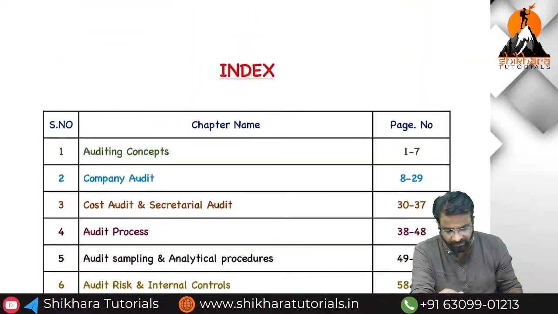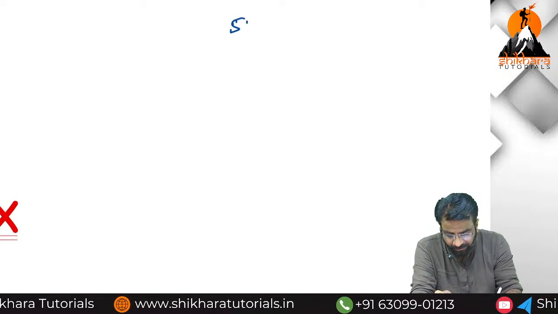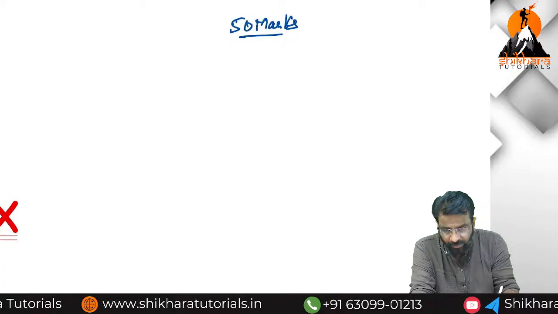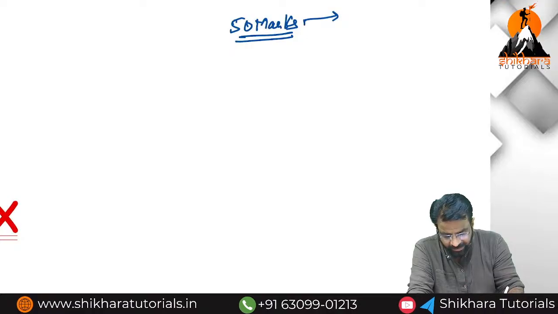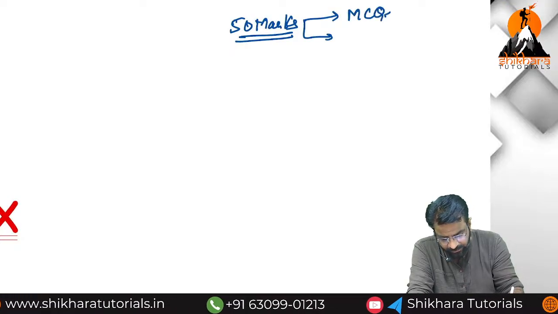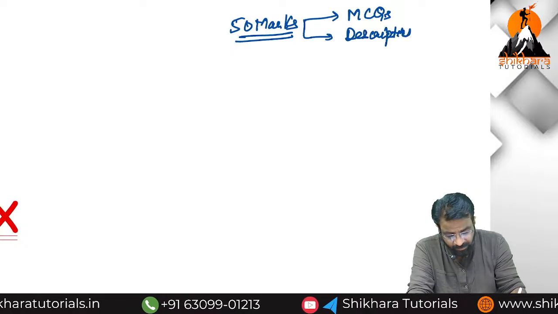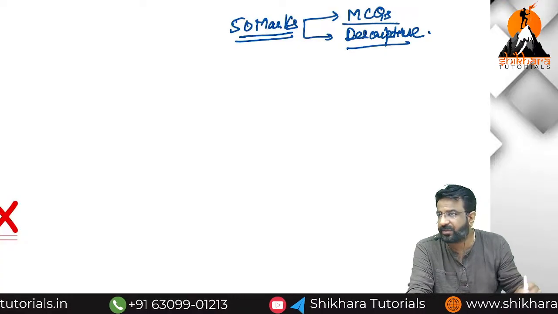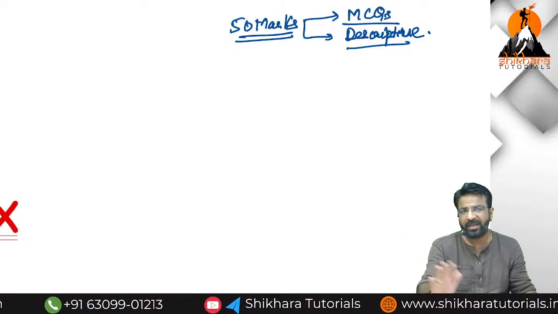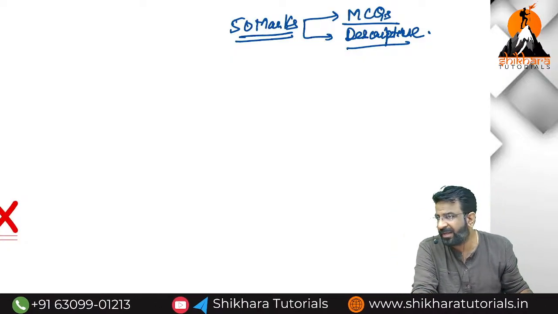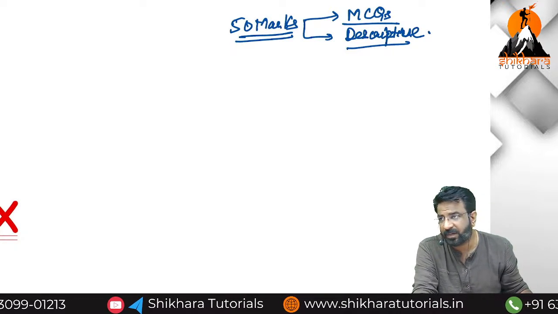Let me tell you one very important thing before starting. The whole 50 marks of your company audit, you know that it is divided into two parts. One is MCQs and one is descriptive. Correct or not? So you will get the descriptive questions also, and you will get the MCQs also. Are you getting the point? The same 50 marks portion is for accounting also. So accounting, I think Banu sir is taking care of, and for the auditing, I will take care of. Right or not?